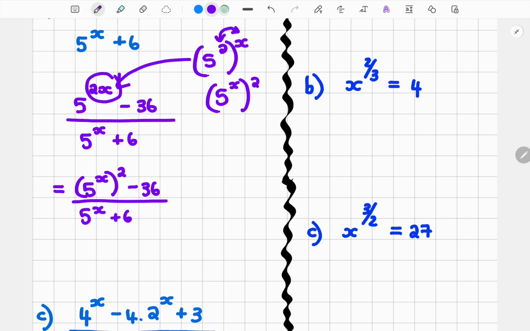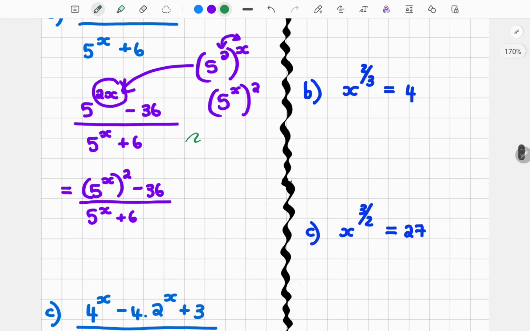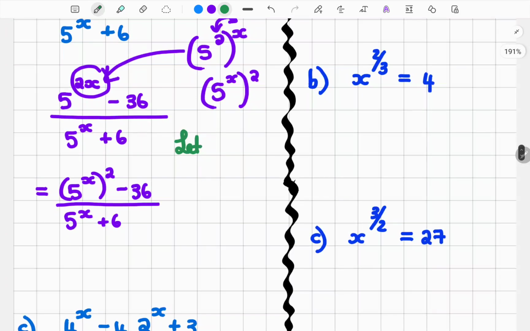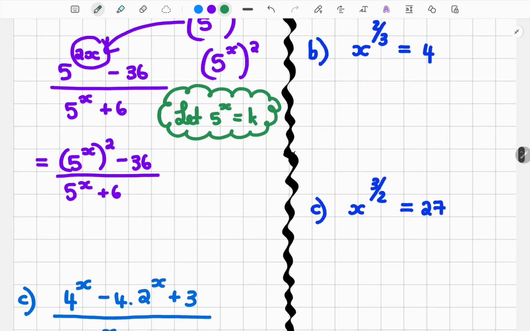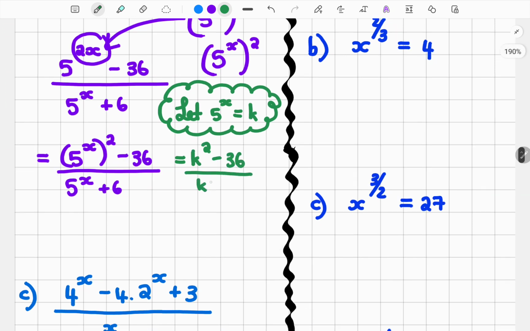Now, what I do is the K method. Because it's a bit awkward and we want to make it a little bit easier for ourselves, we're going to say let 5 to the power x be equal to K. All right, so I'm just going to replace it with K. We just use K because it doesn't look like another number, and it came to be called the K method. Okay, so I'm going to replace it here. So it's K squared minus 36 over K plus 6.